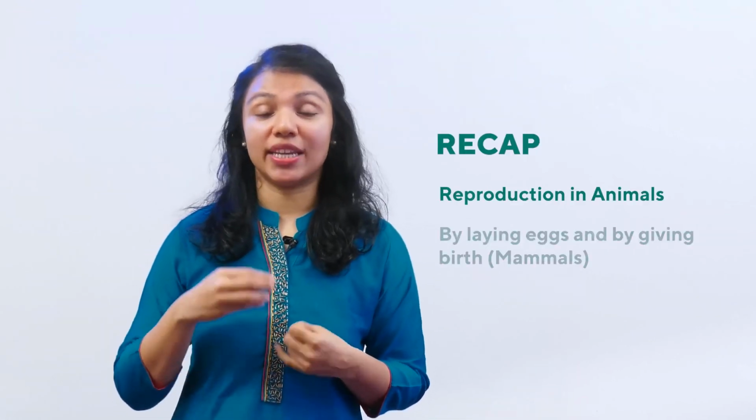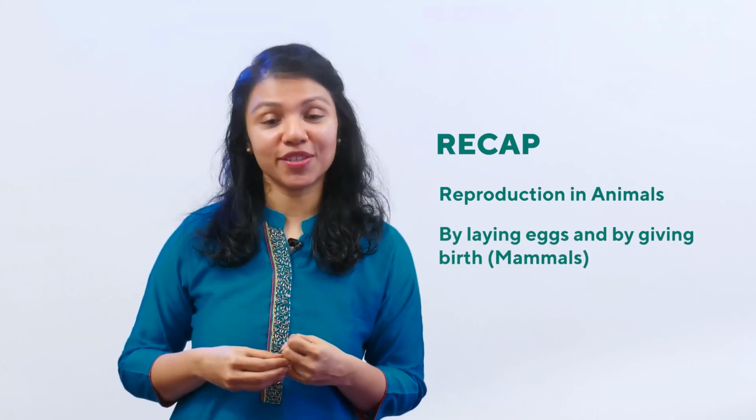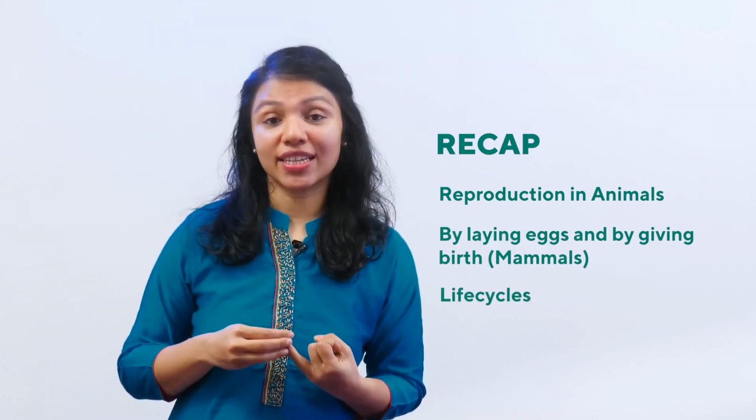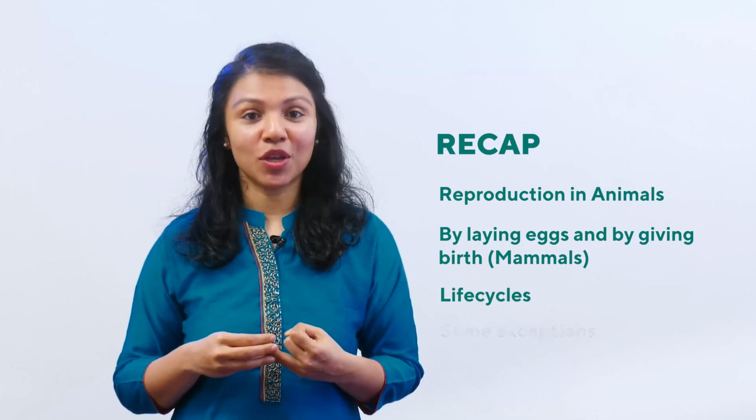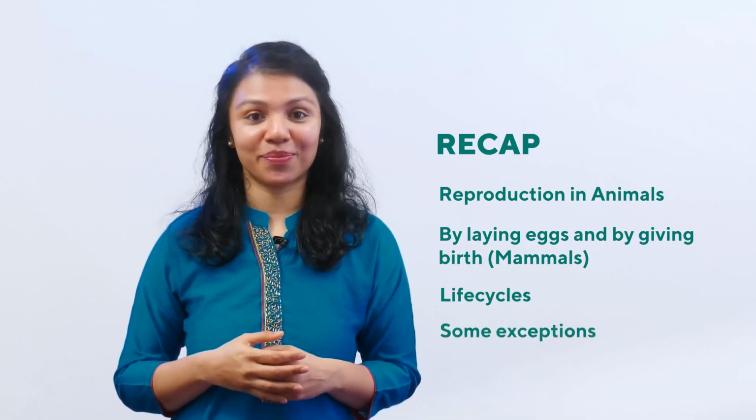We've come to the end of this unit. You can find this unit on pages 98 to 105 in your textbook. Let's look at what all we learned. In this unit, we learned about reproduction, reproduction by laying of eggs and also by giving birth. We learned about life cycles of different animals. We also looked at some exceptions.